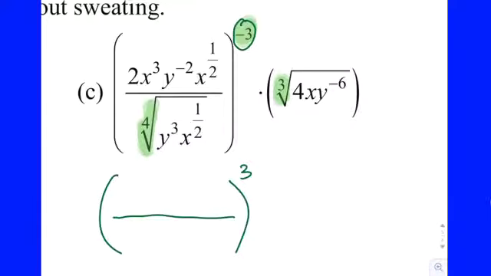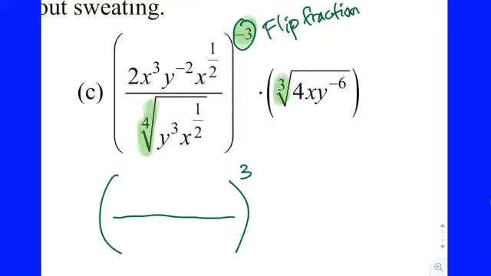Okay? So put the numerator in the denominator and the denominator in the numerator. You flip the fraction and change the sign of the exponent. Now, you don't have to do that. You could distribute the negative 3 and deal with the negatives later. Okay, so I'm going to flip it.